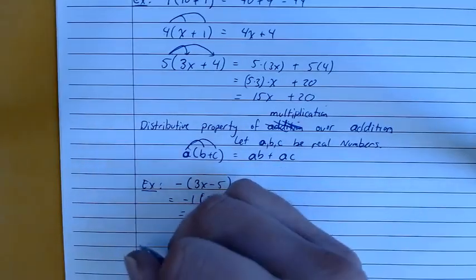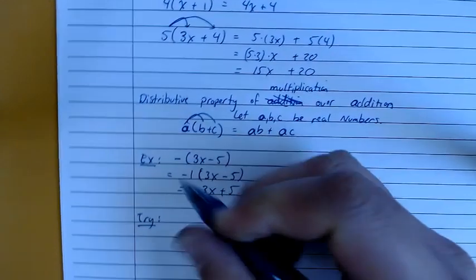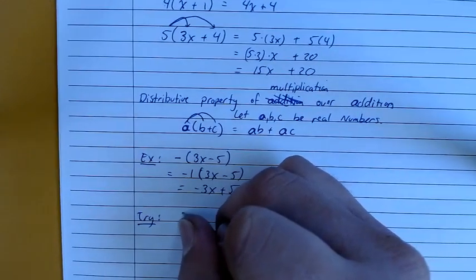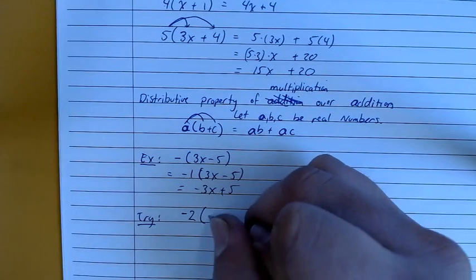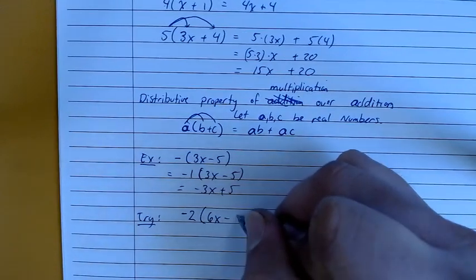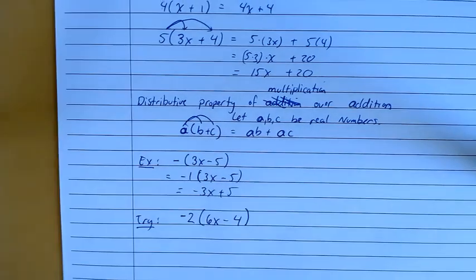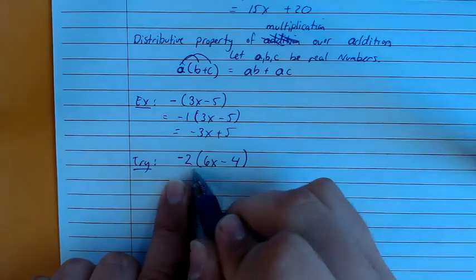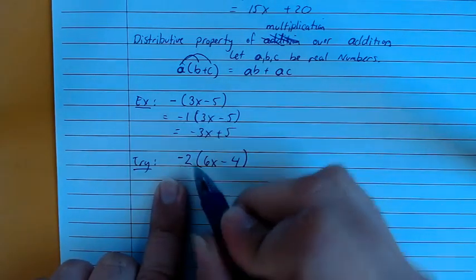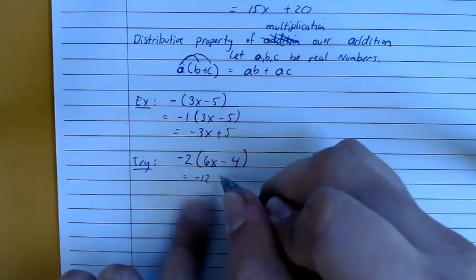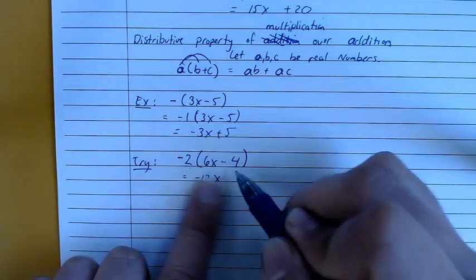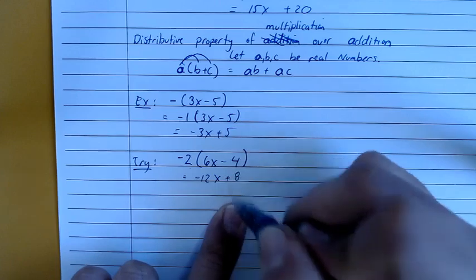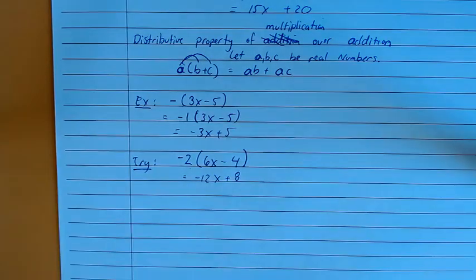All right, so in fact, give this a try. Go ahead and multiply the following out. Go ahead and take negative 2 times 6x minus 4. Okay, go ahead and pause the video and unpause when you're done. All right, so we're going to distribute. Negative 2 times 6x. Well, negative 2 times 6 is negative 12 times your x. And negative 2 times negative 4 is positive 8. Just like that. And that's our result.